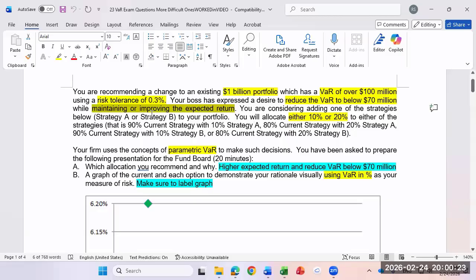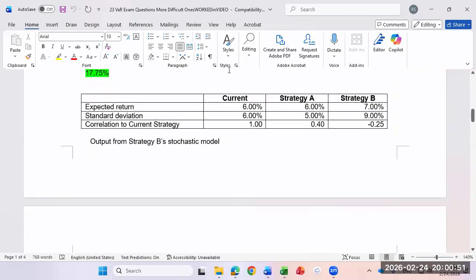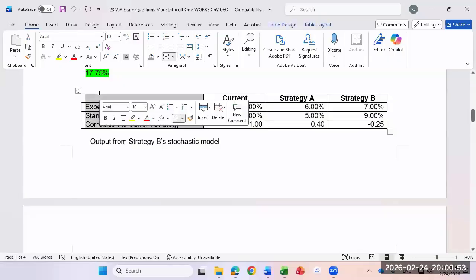All right. And you're considering adding 2 strategies, either A or B. You'll either put 10% in A and stay 90% in the current, or 20% in A and stay 80% in the current, or you'll put 10% in B and stay 90% in current, or 20% in B and stay 80% in the current. Those are your options. So you have 4 options. And here's what your boss gives you.